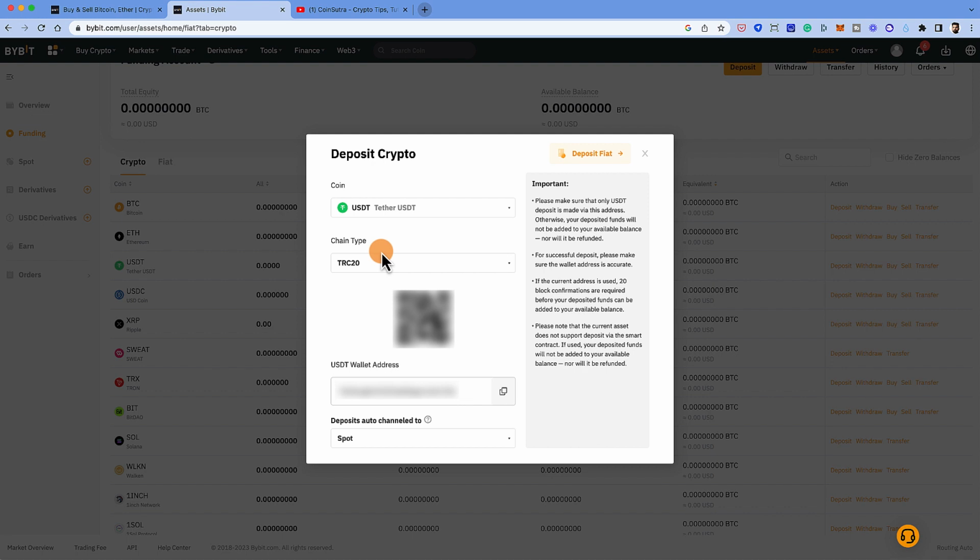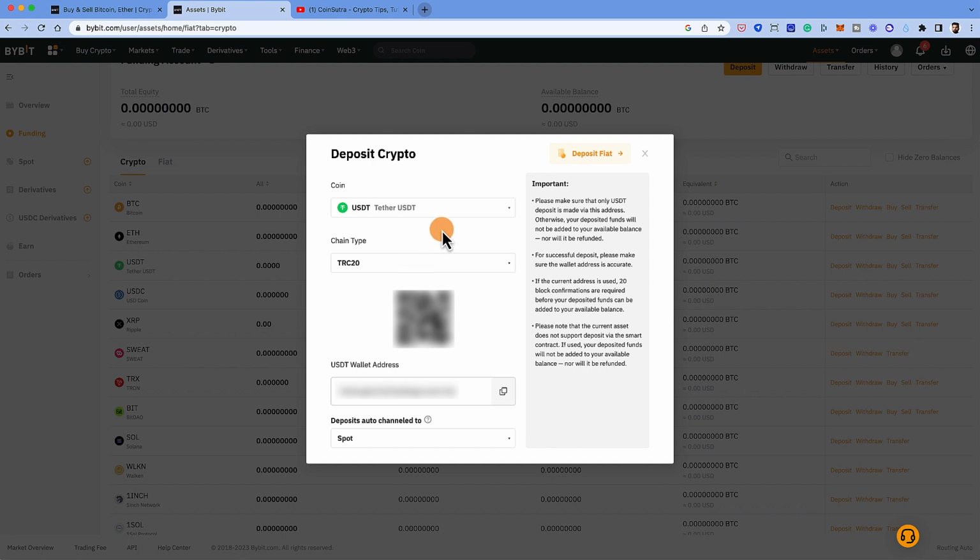If you are transferring funds from any other exchange, make sure that they support withdrawal of TRC20, and most of the exchanges do support TRC20 withdrawal. But then you can always use another chain also. But for the simplicity of this tutorial, we'll just use TRC20. So let me quickly deposit some funds so that I could show you around.